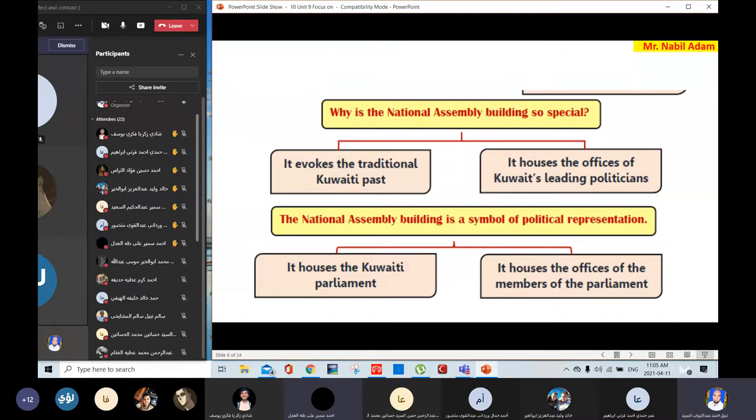Yes, thank you. Here, houses is used as a verb. House means to occupy, to contain. So it houses the Kuwaiti parliament, meaning it occupies the parliament. It houses the offices of the members of the parliament.